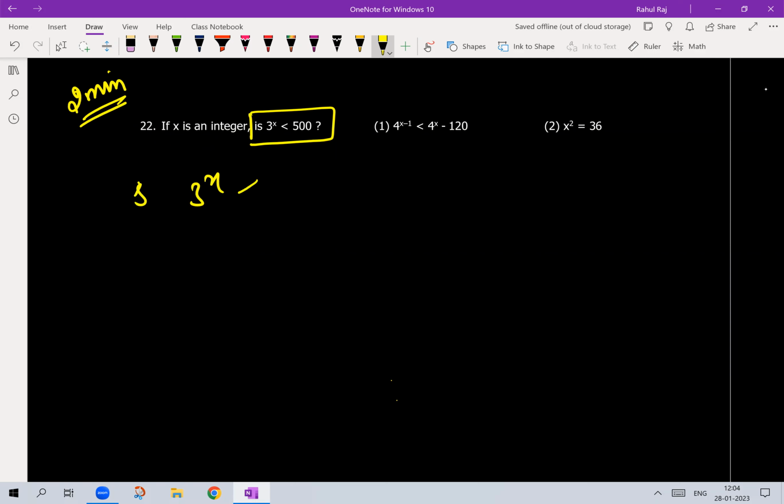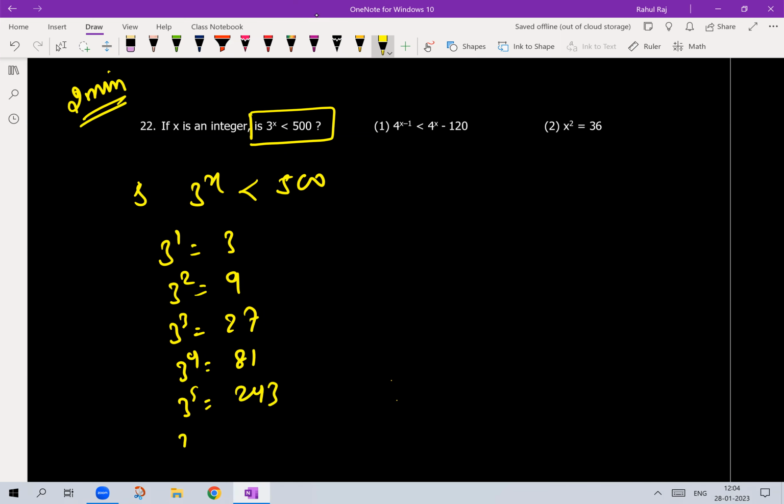Rahul, please tell me. I reduced it to, it is basically asking if x is less than 7. No? Because 3 to the power 1 is 3. 3 to the power 2 is 9. 3 to the power 3 is 27. 3 to the power 4 is 81. 3 to the power 5 is 243. 3 to the power 6 is 729. Right, so 5.